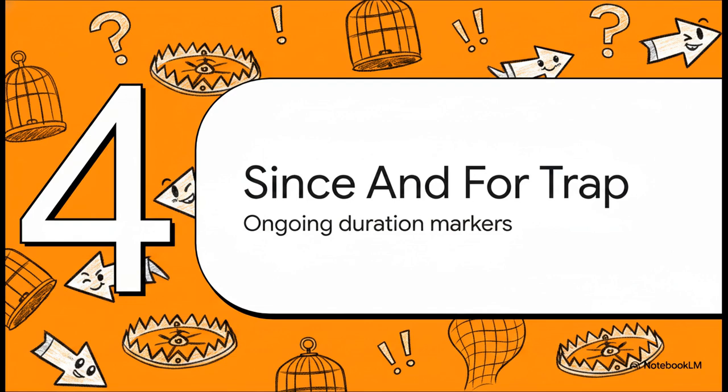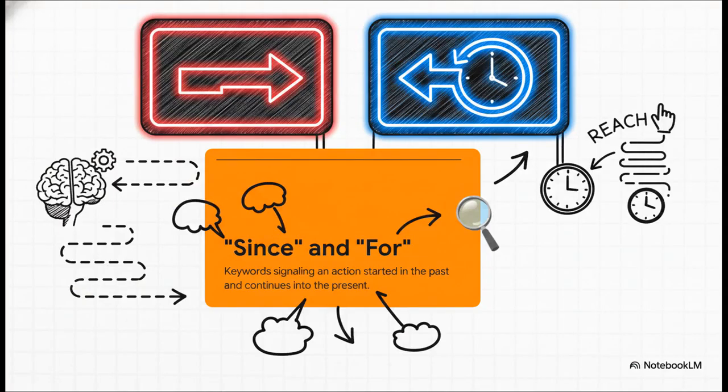Okay, on to part 4, the since and for trap. Examiners absolutely love to use sneaky duration markers to trip you up. Whenever you're reading an exam sentence, words like since and for are giant, flashing neon signs. These keywords signal that an action started in the past and is still continuing into the present. When you see them, your brain should immediately lock out the simple past or simple present and reach straight for the present perfect or present perfect continuous tense.